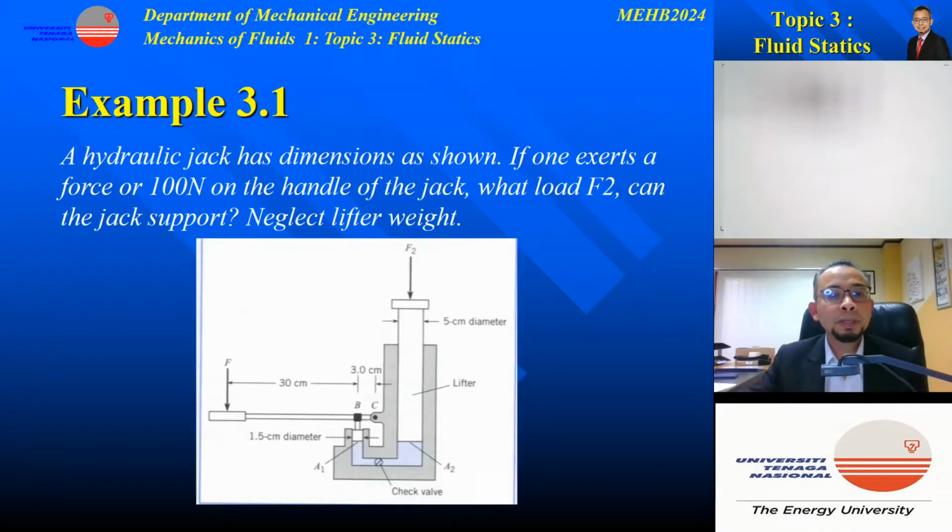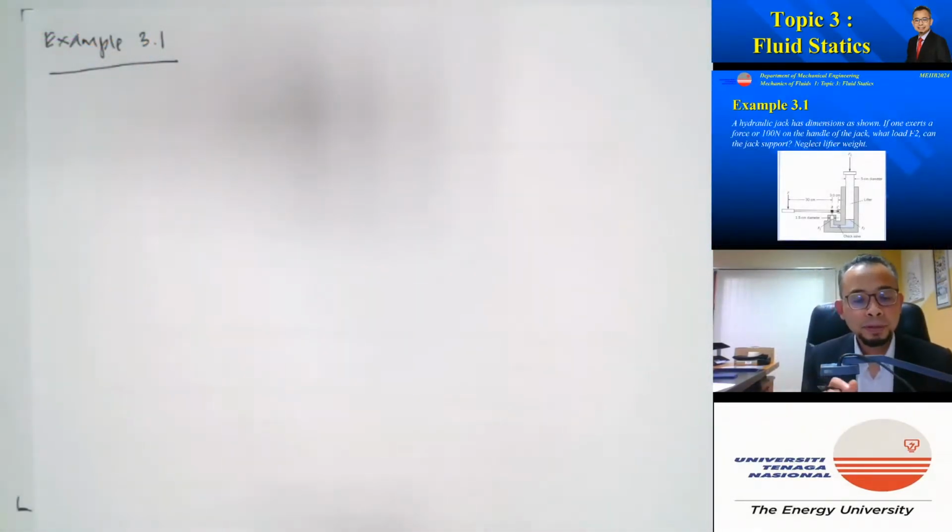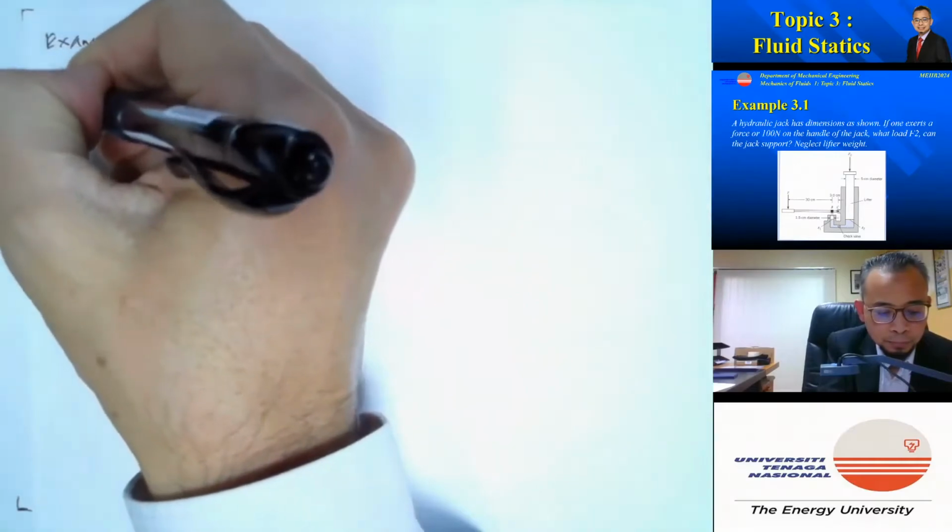Let's look at one example related to the hydraulic lift. In this problem here, a hydraulic jack has dimensions as shown in the diagram. If one exerts a force of 100 Newton on the handle, what load F2 can the jack support? So what will be the load F2 that the jack can support? Neglect the lifter's weight. This is the lifter. Let's first of all draw a schematic diagram.